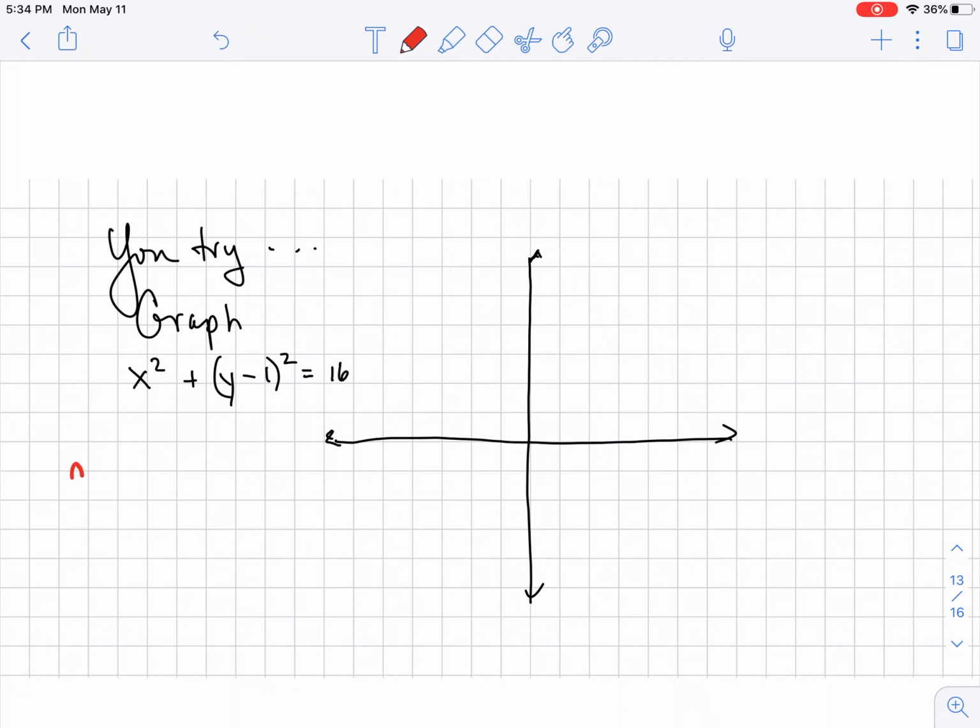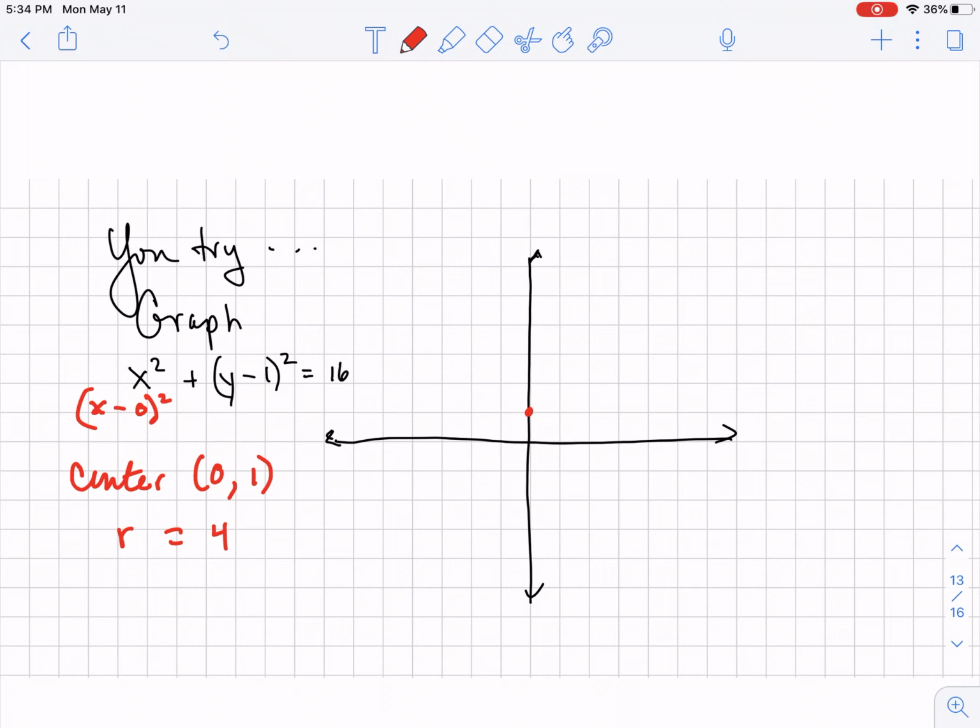Okay, coming back. Center. Well, first of all, it's just x squared. It's kind of like saying x minus 0 squared. So my center would be 0, comma 1. Okay? My radius would be the square root of 16, which is 4. So plot the point 0, 1.